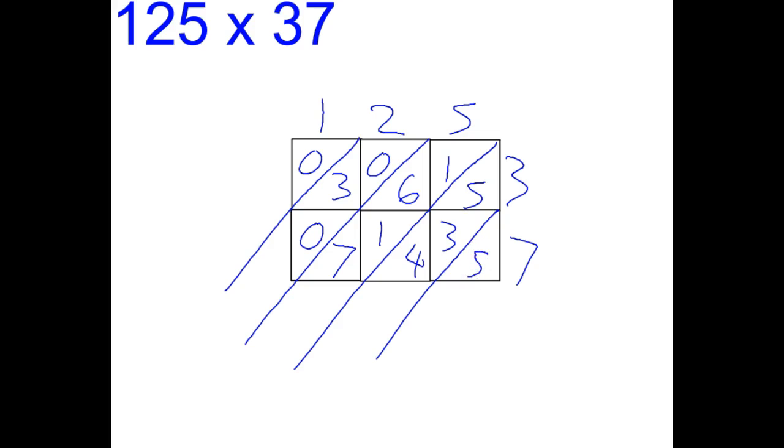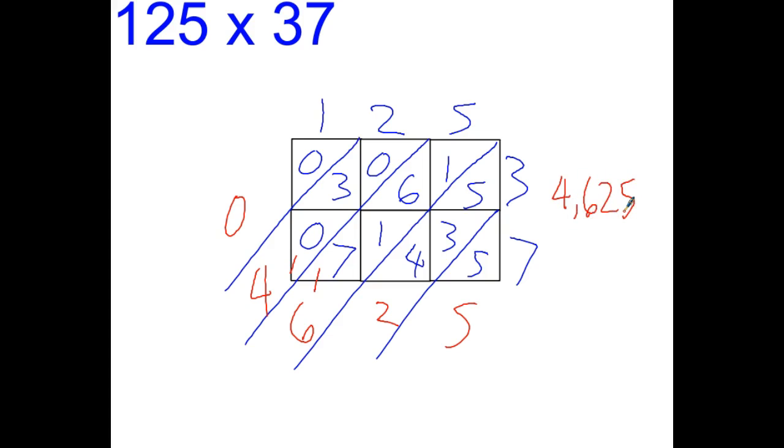And I start adding my diagonals. 5, 5, 8, 12. Carry my 1. 1, 7, 8, 15, 16. Carry my 1. 3, 4. Nothing to carry, and there's no number out front. 4,625.